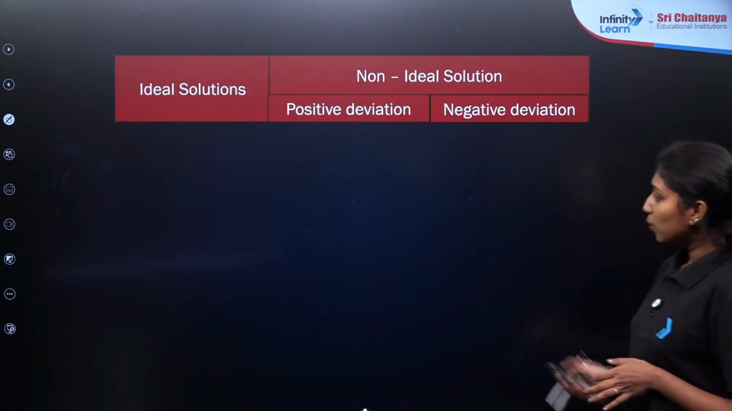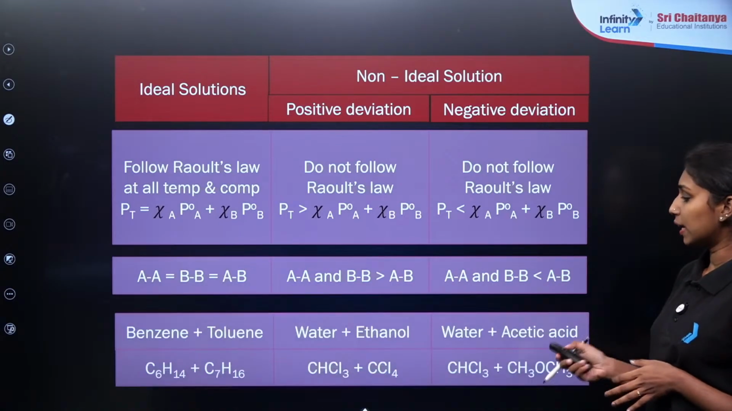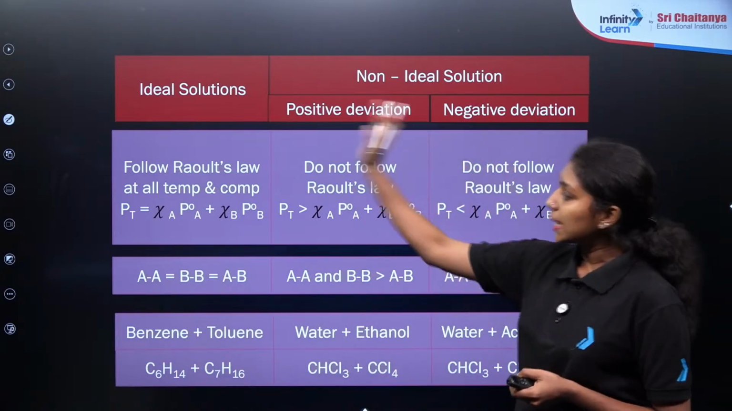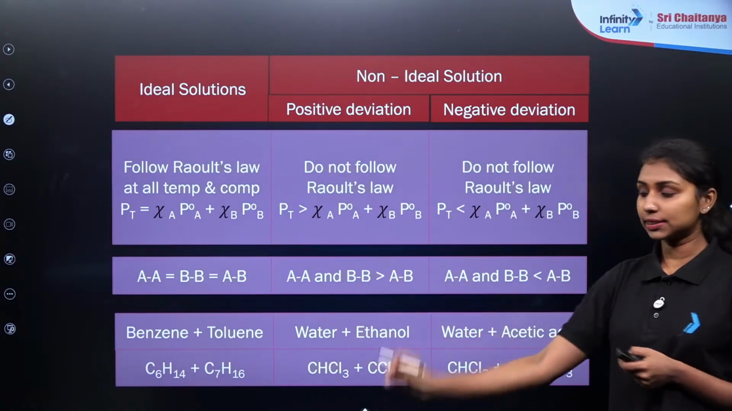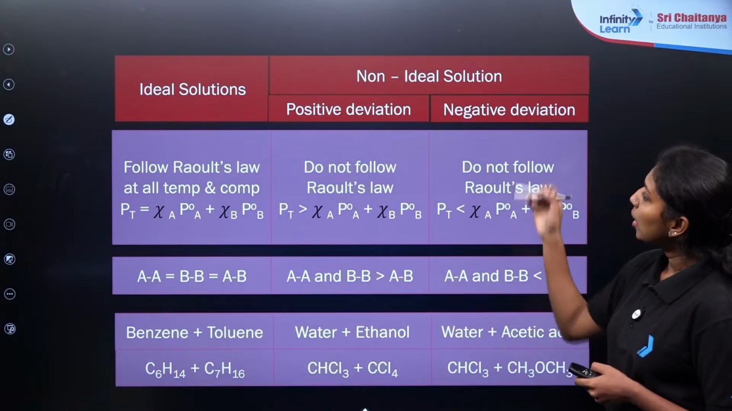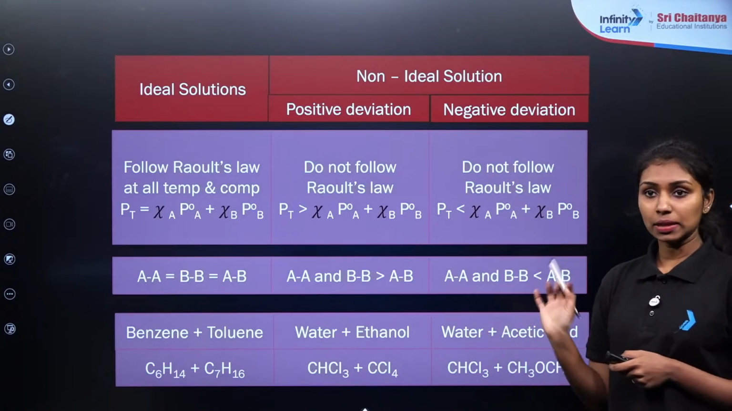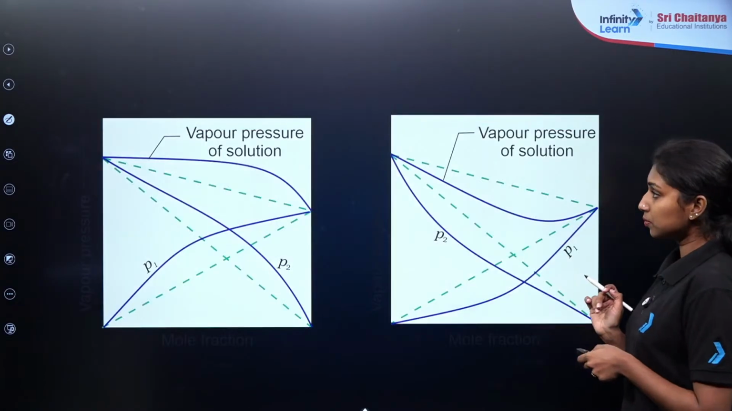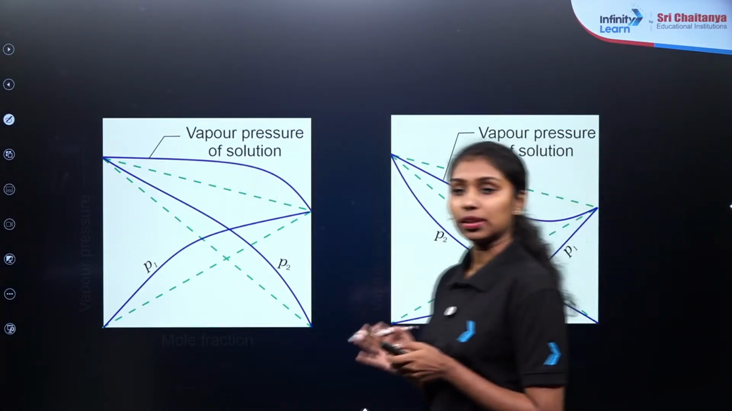So this is a little summary about the ideal and non-ideal solutions here. As I already mentioned, you can see over here the ideal solutions, having the Raoult's law condition as well as intermolecular interaction and their examples. The second part is about the non-ideal solutions with positive and negative deviation. Clear? Again, the same image which is given in the NCERT textbook. Just refer to this.